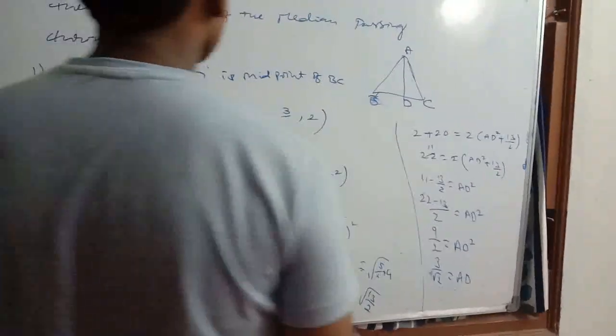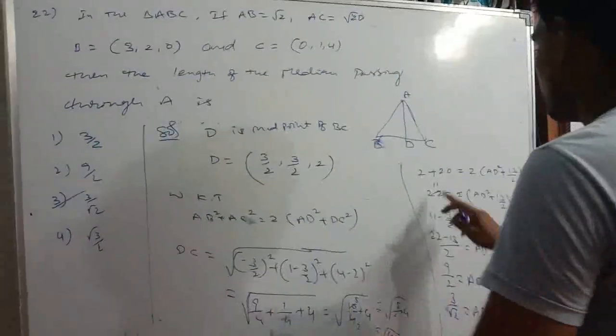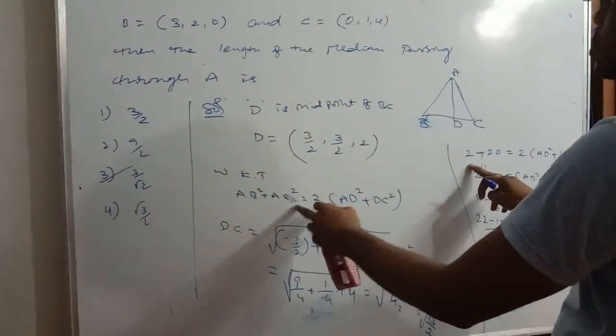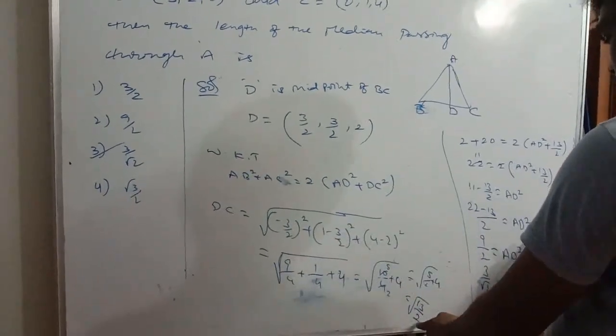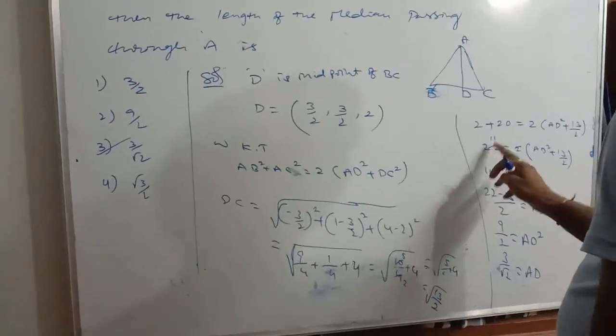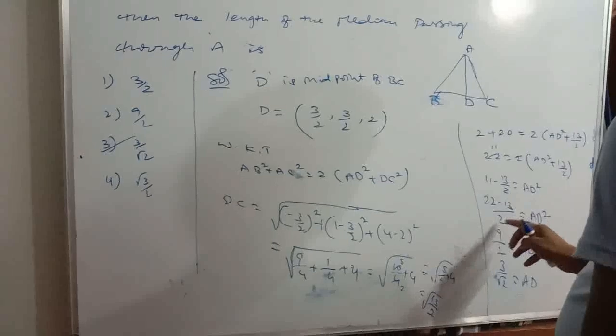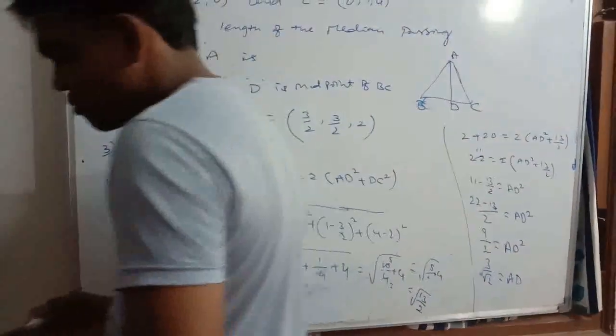Now here substitute the lengths of these values in this property. AB square is 2, AC square is 20, is equal to 2 into (AD square plus DC square). Where DC is root 13 by 2, that means DC square is 13 by 2. Now 20 to 11 times minus 13 by 2, this is 9 by 2. So AD is 3 by root 2. This is a very important bit.